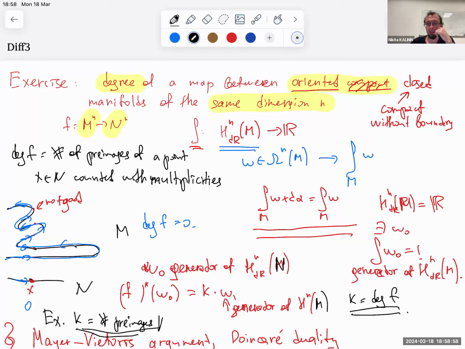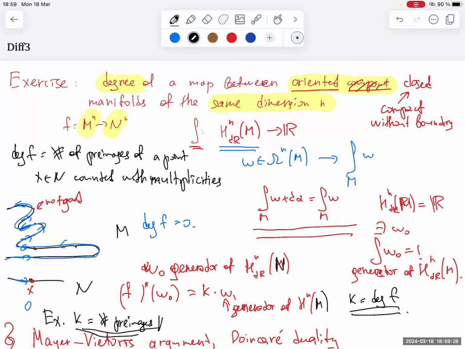So the question is, you want to somehow relate the pullback of a generator of the cohomology of N with the number of preimages. Apparently you need to choose a good generator, right? Because in the cohomology class you have many forms, and you want to choose one form such that it somehow represents the point. What would you suggest as a form?